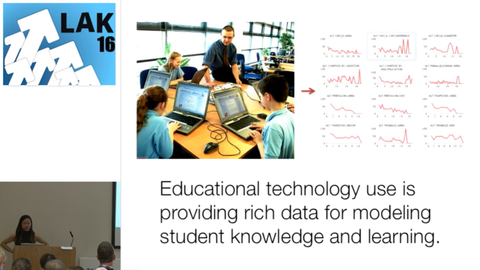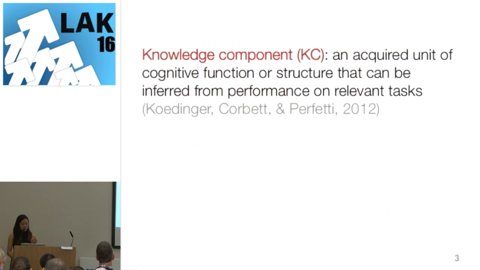All right, so as the use of educational technology becomes more and more ubiquitous, the usage data that's logged by such technologies can provide us with a lot of rich data for assessing and understanding students' skills and concepts and mental models and learning trajectories. We can think of these aspects of human intelligence collectively as a knowledge base whose elements are knowledge components. And so Koedinger, Corbett, and Perfetti defined a knowledge component as an acquired unit of cognitive function or structure that can be inferred from performance and relevant tasks.